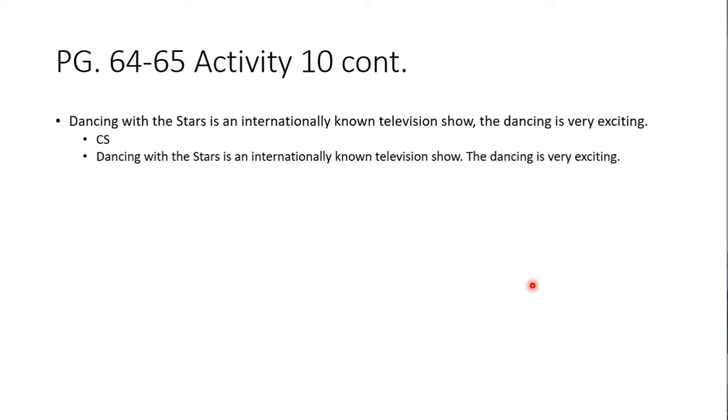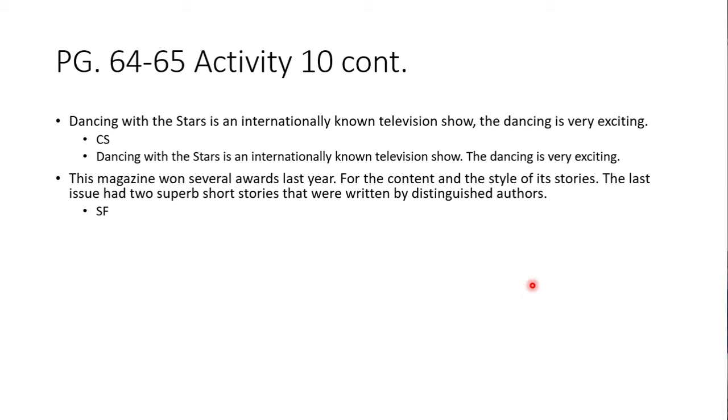We could, for example, say, Dancing with the Stars is an internationally known television show because the dancing is very exciting. In that case, the appropriate way to handle that in terms of punctuation would be to replace the comma with the word "because." So you would not say, Dancing with the Stars is an internationally well-known television show, comma, because the dancing is very exciting. So if you use "because," you don't need a comma at all, but you can also separate the two sentences completely, which is also fine.